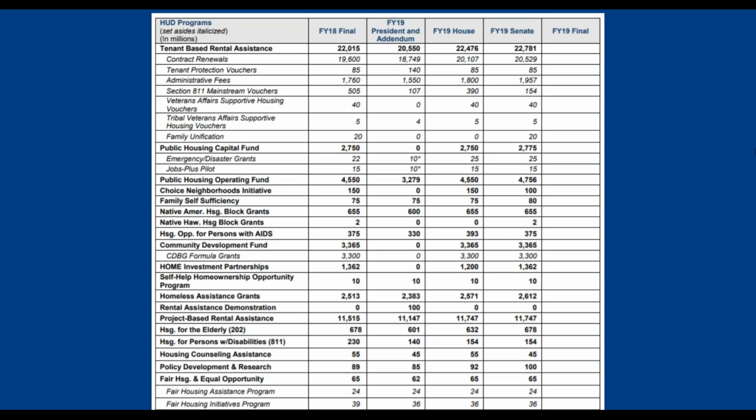Do we have the chart? You should be seeing the chart on the screen. I'm not looking at the chart.